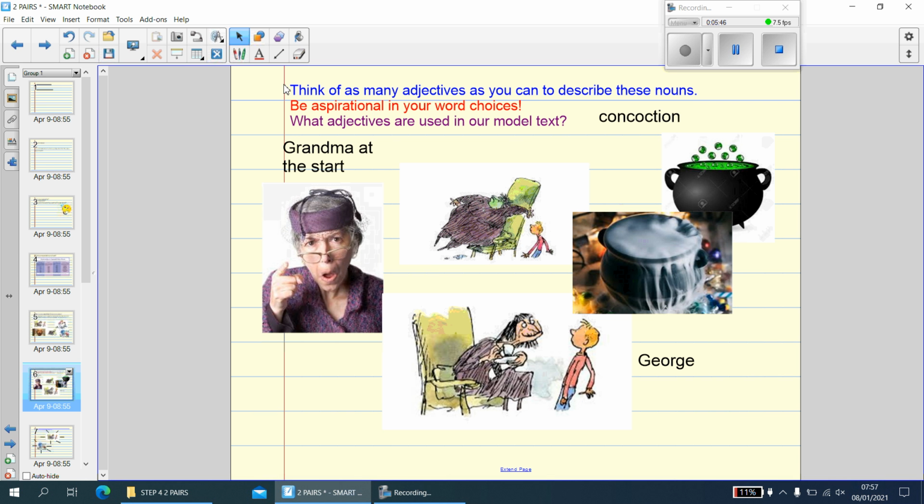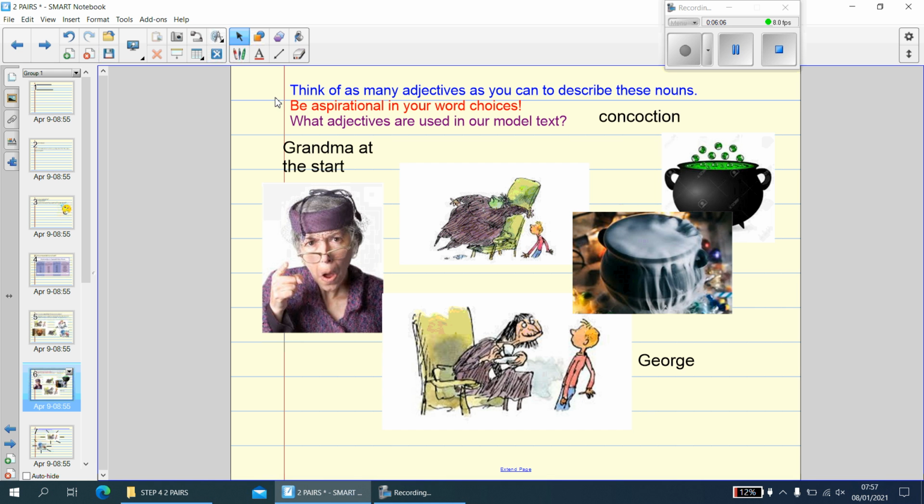Okay, to help get your brains working, we want a bank of as many adjectives as you can think of to describe these nouns. We want you to be aspirational in your words, so I don't want fat Grandma. We can do better than that. Okay, I don't want thin George. We can do better than that.